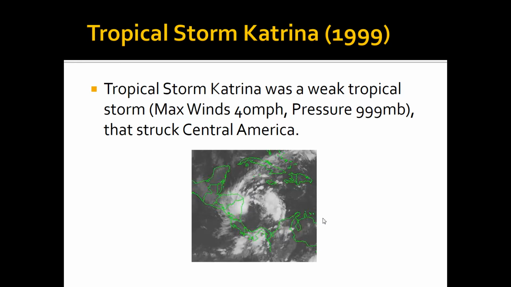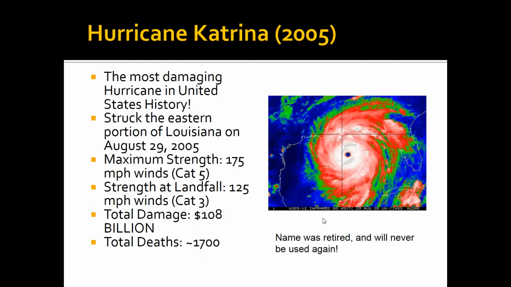Well, 6 years later, when this storm name was reused, it was assigned to the most devastating hurricane in United States history. Hurricane Katrina. Harvey rivaled this, not so much in the amount of deaths that it caused, but more so in the amount of damage that it caused. But Hurricane Katrina will always go down in history as one of the most devastating hurricanes in U.S. history. It struck the eastern part of Louisiana, barely missing New Orleans, on August 29, 2005.